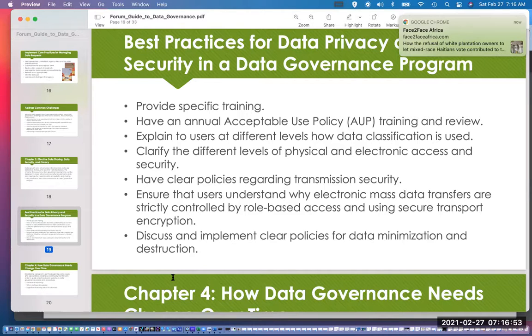Ensure that users understand why electronic mass data transfers are strictly controlled by role-based access and using secure transport encryption. Discuss and implement clear policies for data minimization and destruction.